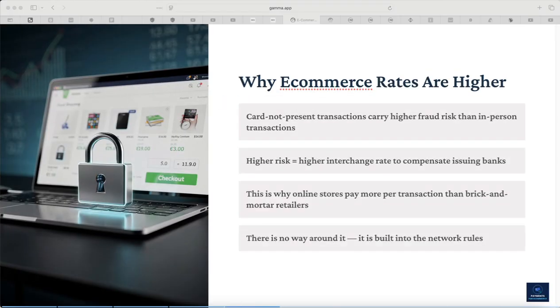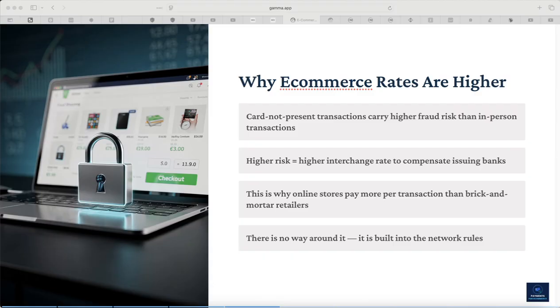Every transaction on your e-commerce store is what the card networks call card not present. The card never physically touched a reader. The card holder typed in their number, and from the card network's perspective, that transaction carries more fraud risk than one where someone tapped their card at a counter. So the interchange rate is higher, and that is to compensate the issuing bank for taking on that additional risk.